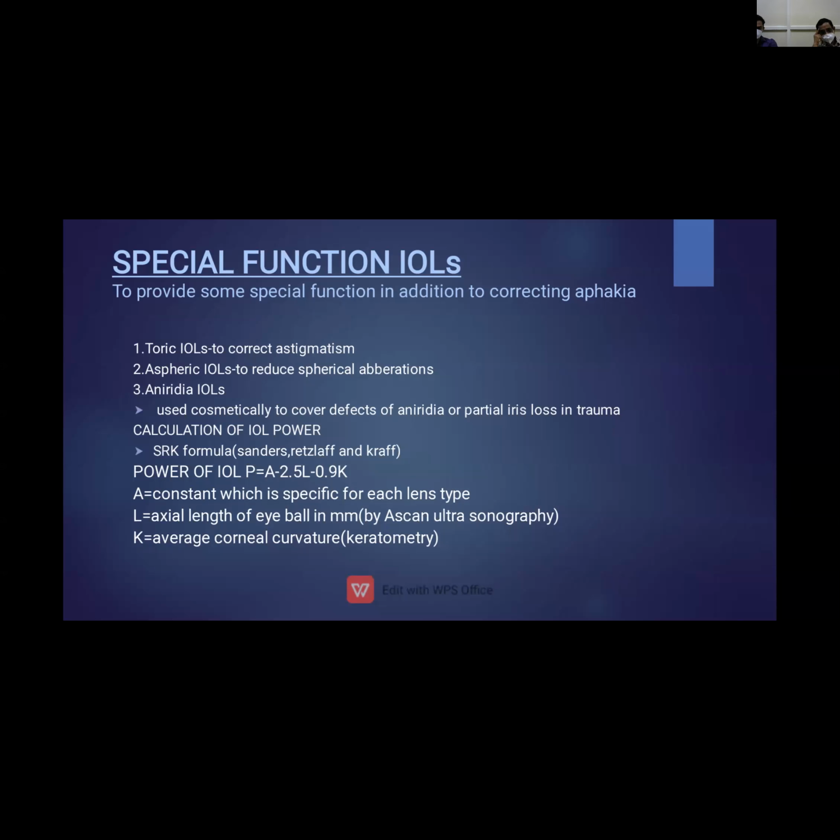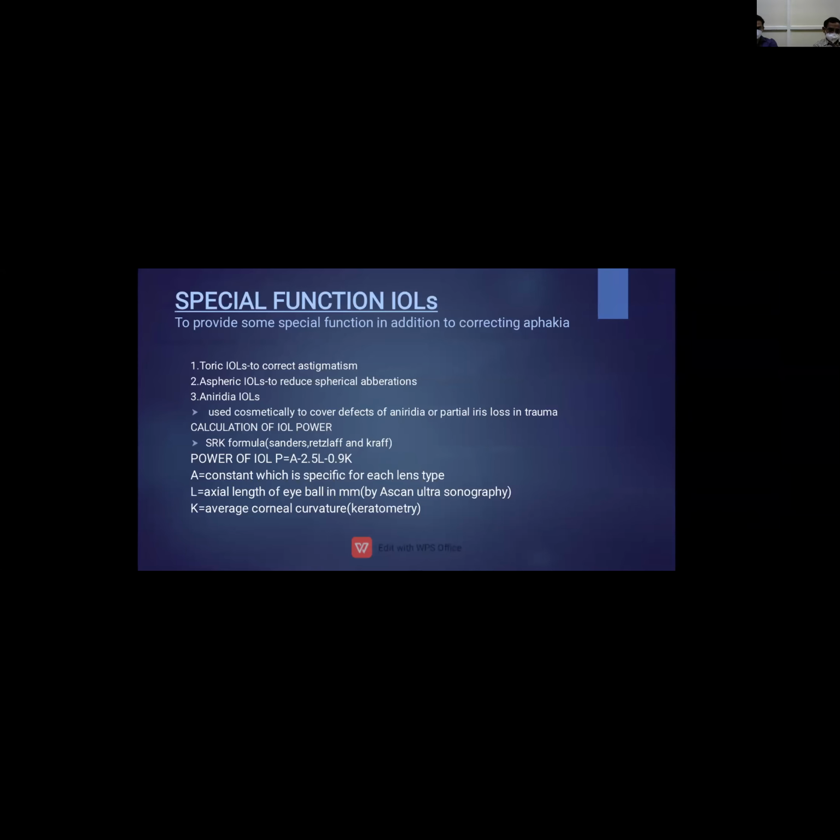Calculation of intraocular power. This is based on the SRK formula, Sanders, Retzlaff and Kraft. Power of intraocular lens, P equals A minus 2.5 L minus 0.9 K, where A is the constant which is specific for each lens type. L is the axial length of the eyeball in mm, which is measured by A-scan ultrasonography, and K is the average corneal curvature, which is measured by keratometry.